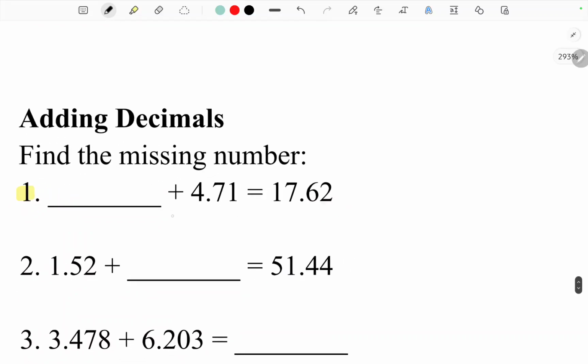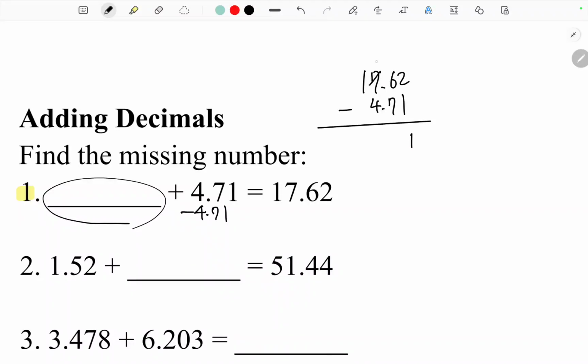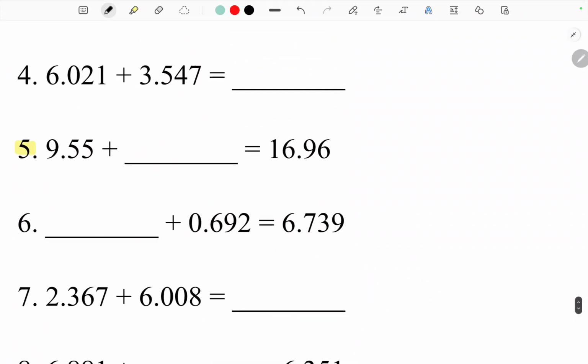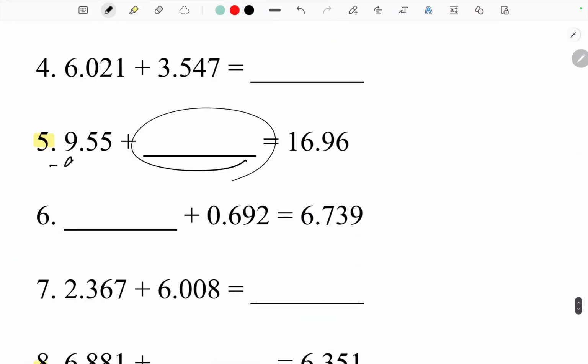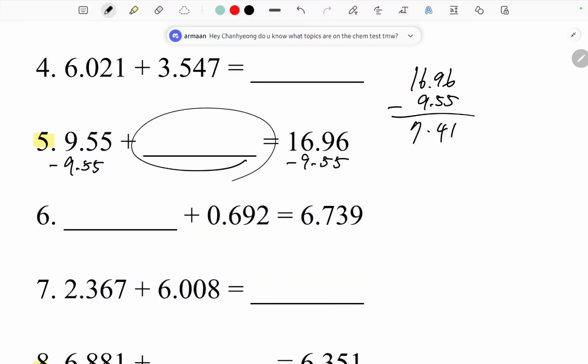So let's do this. In order to leave this be alone, you have to subtract 4.71. So 17.62 minus 4.71 becomes 12.91. Again, in order to leave this alone, you have to subtract 9.55. So 16.96 minus 9.55 becomes 7.41.